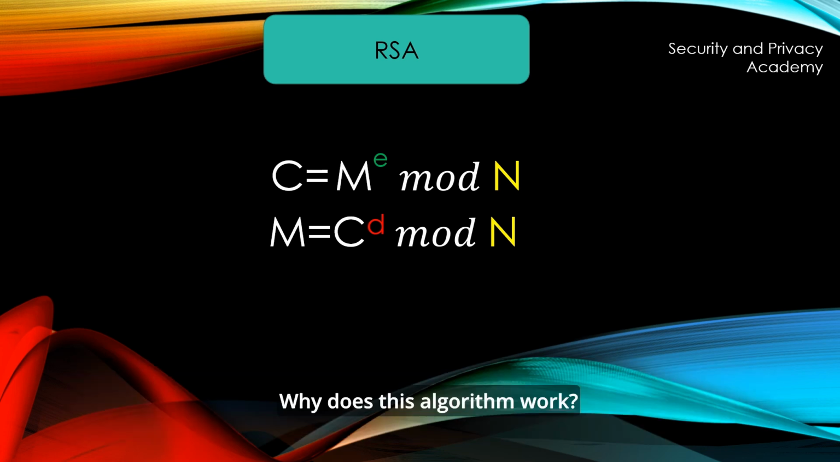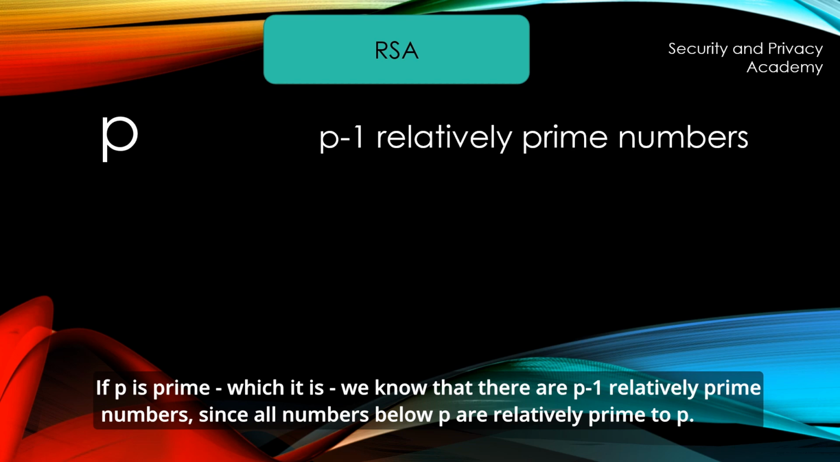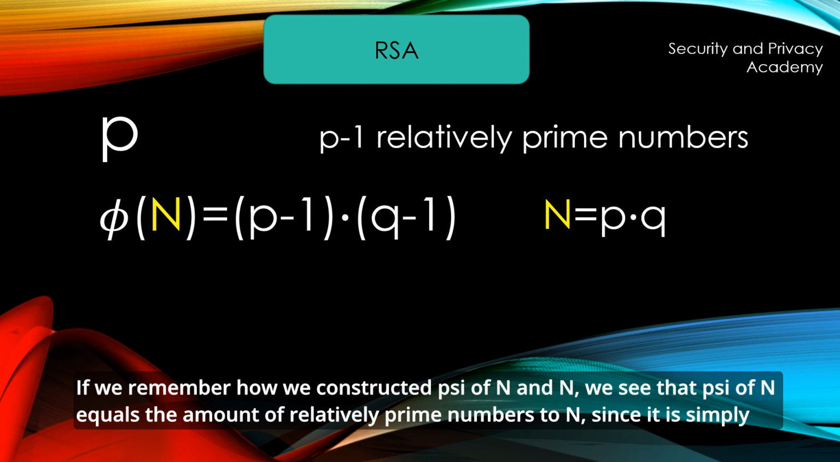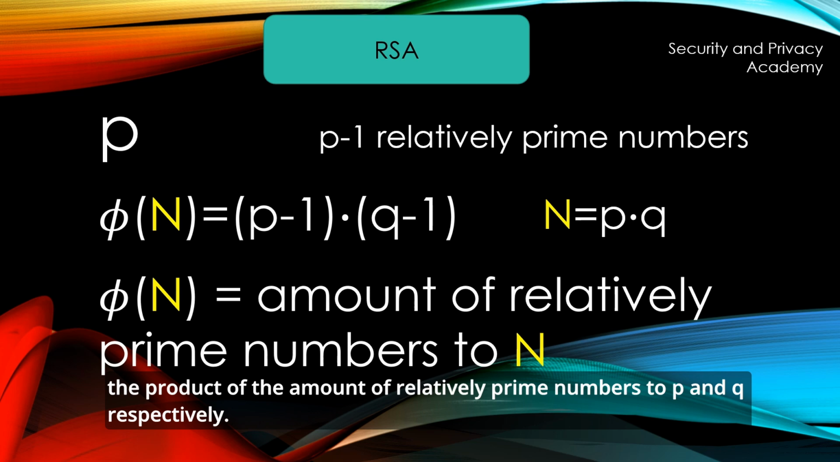Now, why does this algorithm work? If p is prime, which it is, we know that there are p minus 1 relatively prime numbers, since all numbers below p are relatively prime to p. If we remember how we constructed psi of n and n, we see that psi of n equals the amount of relatively prime numbers to n, since it is simply the product of the amount of relatively prime numbers to p and q respectively.